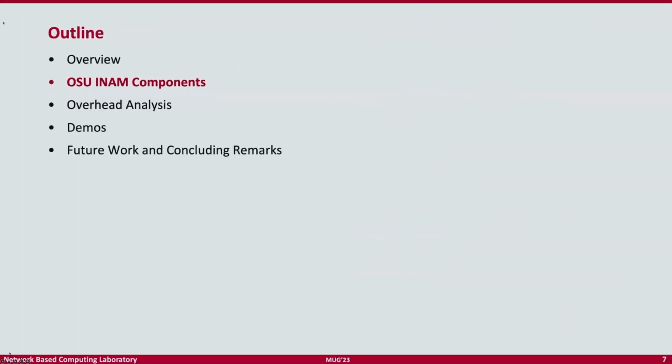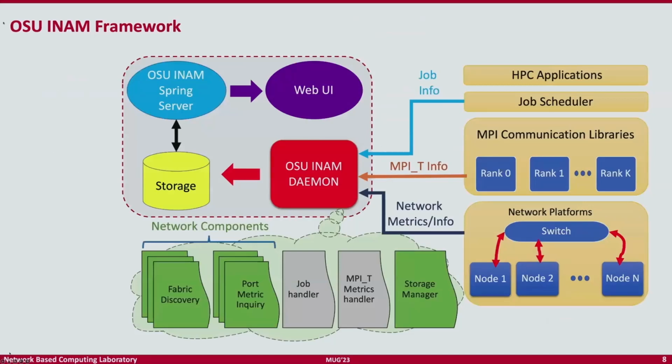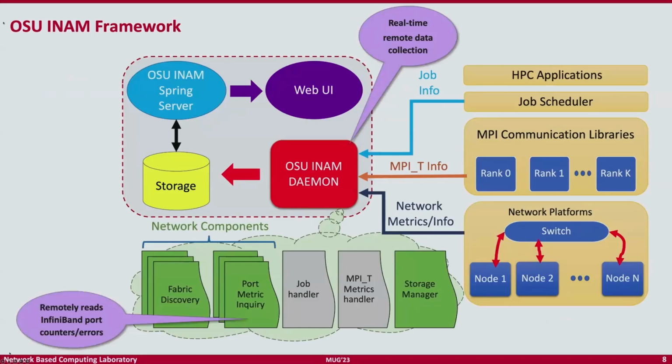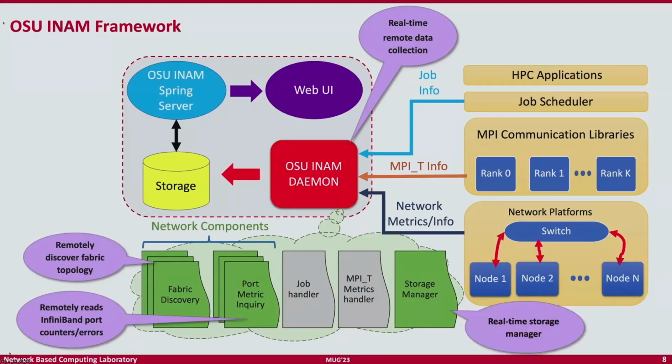So with that, let me introduce the framework. So we gather information from each of these layers, also application, and we have a daemon that's running on one node, and this daemon is responsible for remote data collection. Then we have components inside the daemon for gathering port counters, fabric topology, handling the data that is being gathered, and all of that would go to a real-time storage. Finally, it's going to be shown to the user through a web UI.